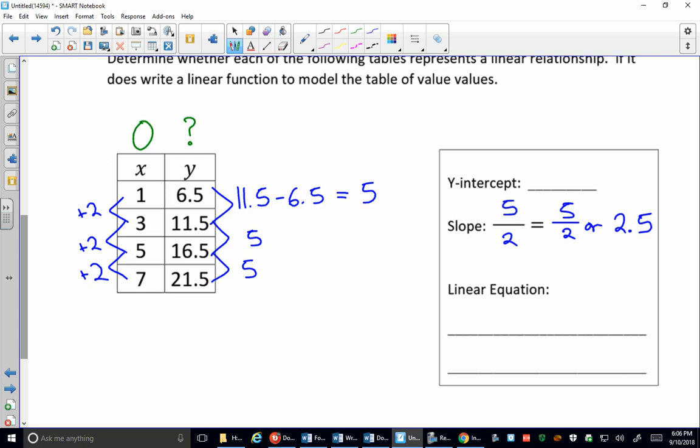What do I want to stress? Why is the slope so important? The reason that you simplify the slope is it's kind of like this. It's the same as 2.5 over 1. So we want to work backwards. So here, this is telling us that we're adding 5 for every 2. So we want to work backwards.